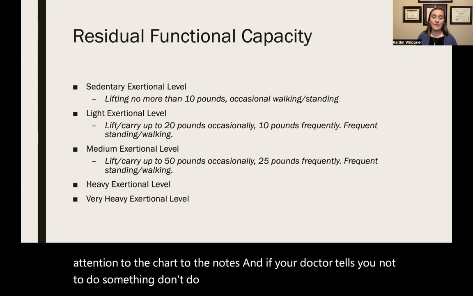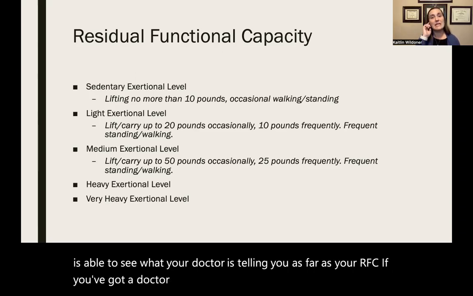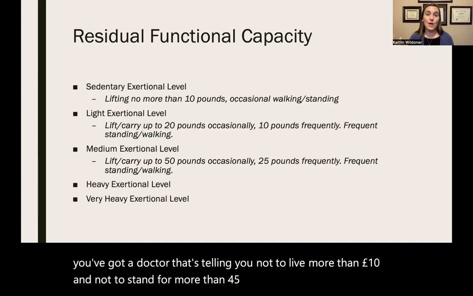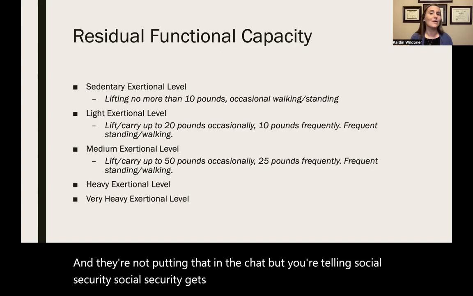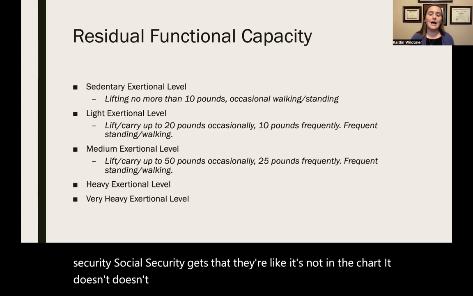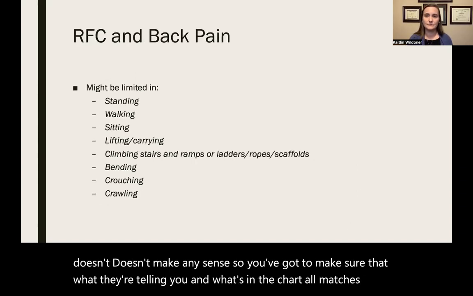But it's important that Social Security is able to see what your doctor is telling you as far as your RFC. If you've got a doctor that's telling you not to lift more than 10 pounds and not to stand for more than 45 minutes in a day, and they're not putting that in the chart, but you're telling Social Security, Social Security gets that and they're like, it's not in the chart. It doesn't make any sense. So you've got to make sure that what they're telling you and what's in the chart all matches up.